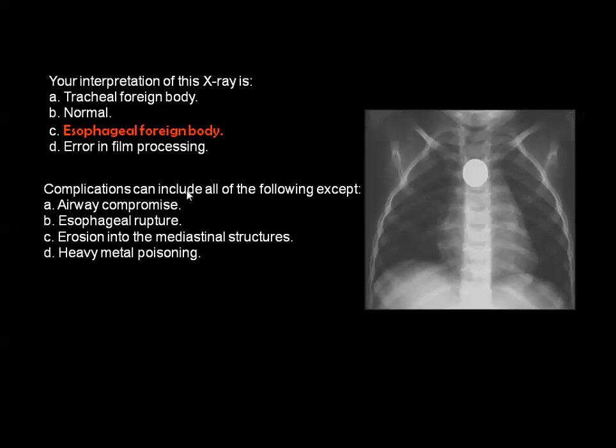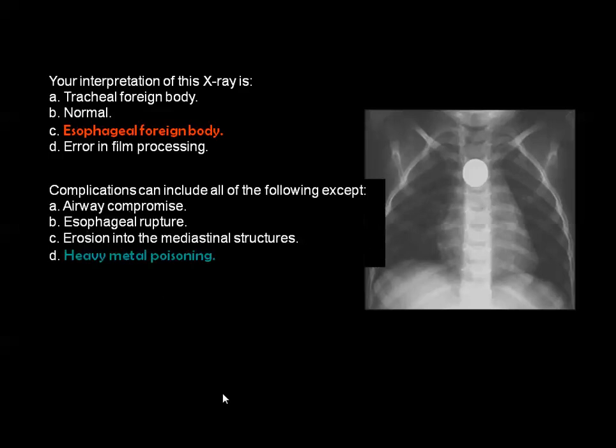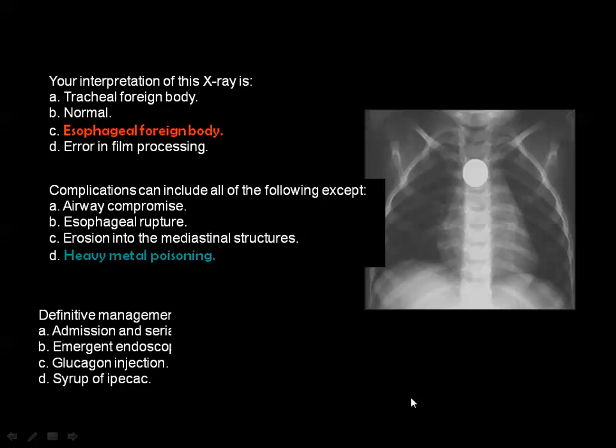Then complications of this foreign body include airway compromise, esophageal rupture, erosion of the mediastinal structures, heavy metal poisoning. All these can occur except the last one, which is heavy metal poisoning, because this needs a good time. The foreign body must be present at this site to initiate this heavy metal poisoning.